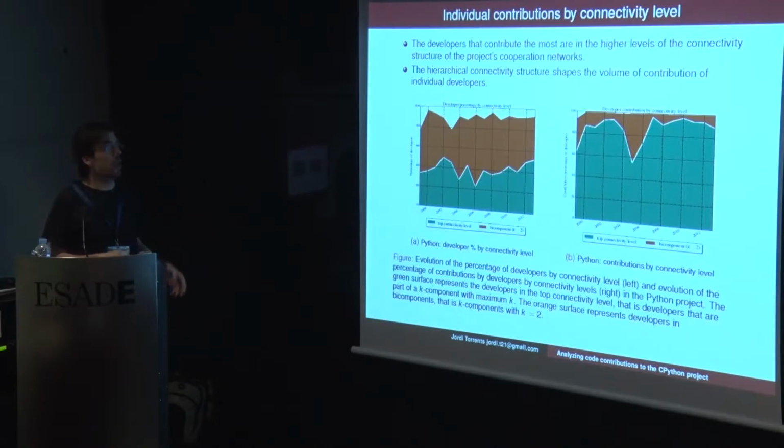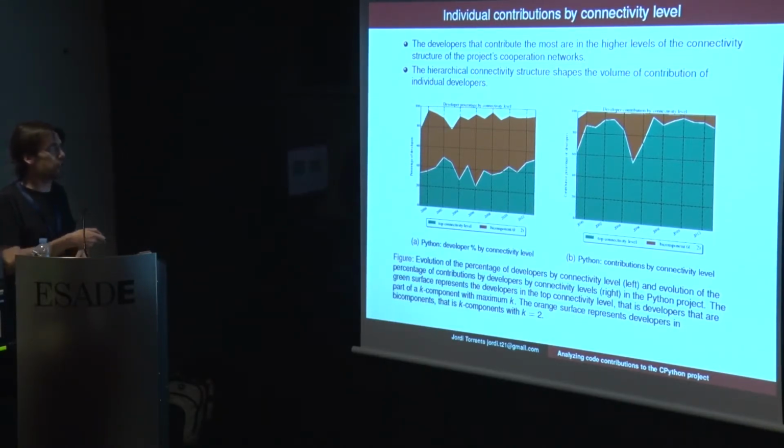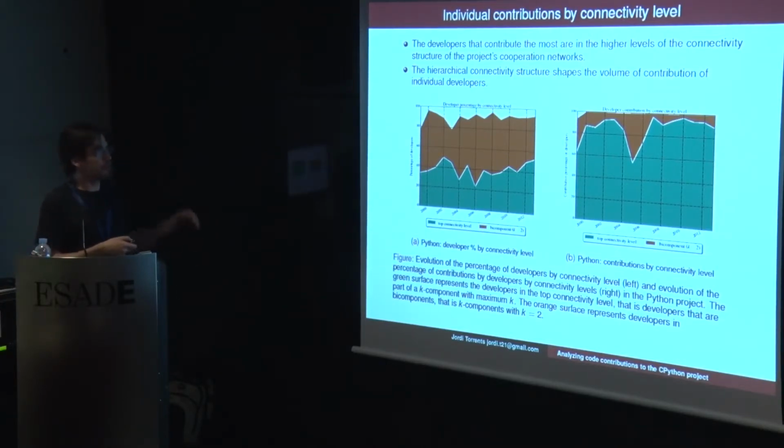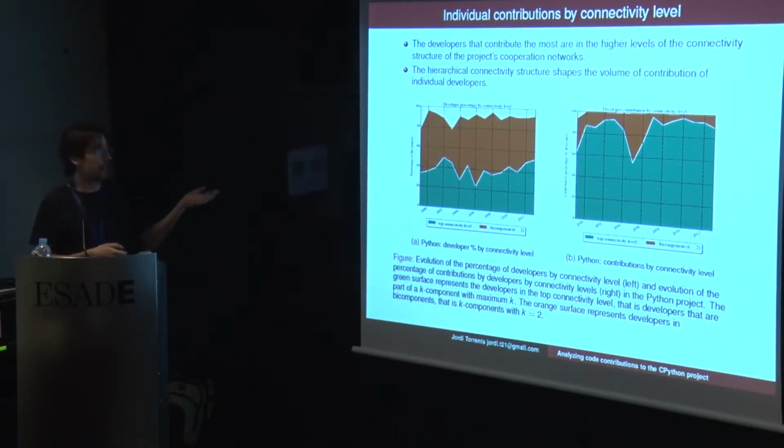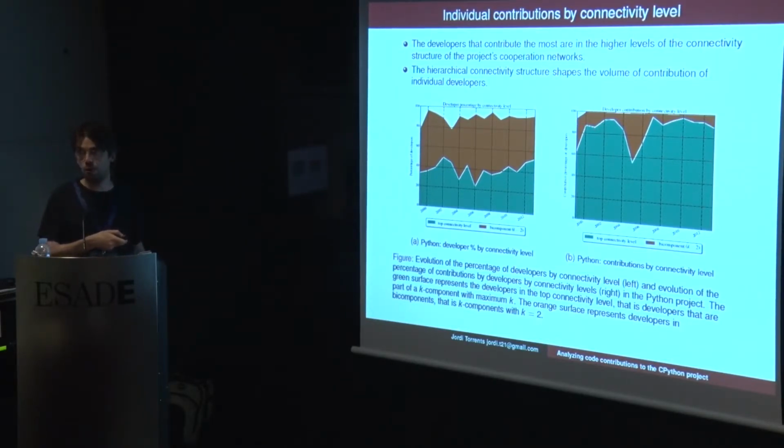And how is this relevant? What I found in my research is that if you look at this graph, this is the percentage of developers by connectivity level. The developers that are at the top connectivity level each year are about 40% of the total developers that contributed to CPython that year. But if we look at the graph on the right, this is the contribution by connectivity level. And you can see that most of the years, the developers that are at the top of the connectivity structure are contributing 90% of the code. So this is relevant for the sociological literature, as I will show you.